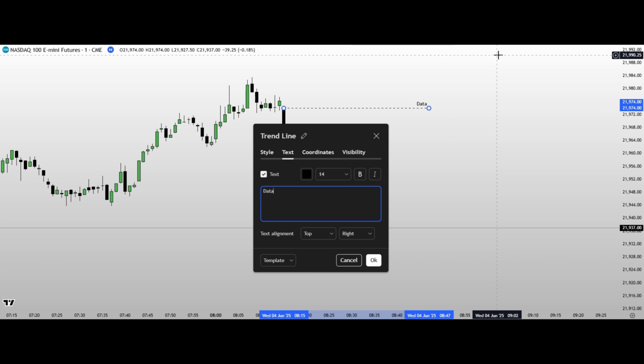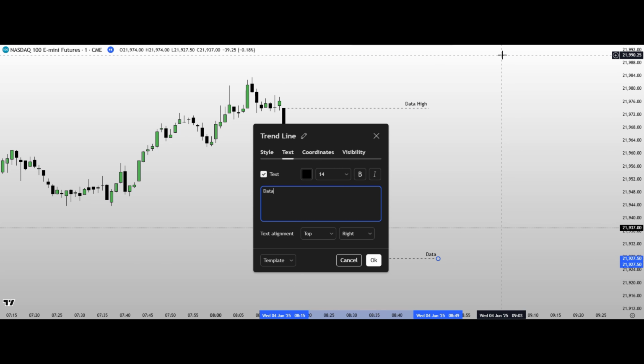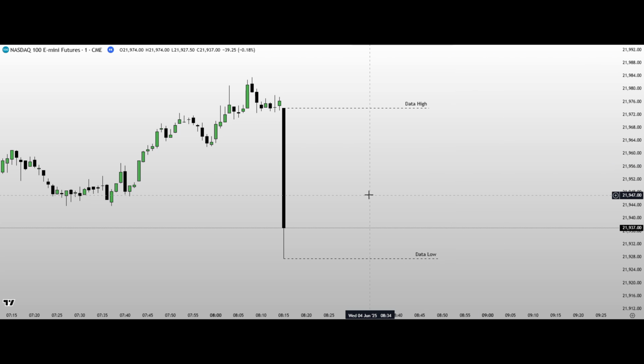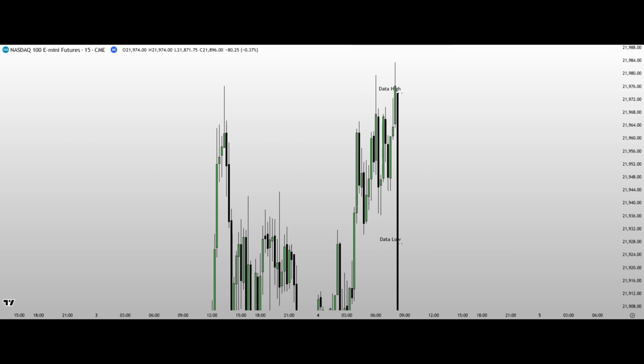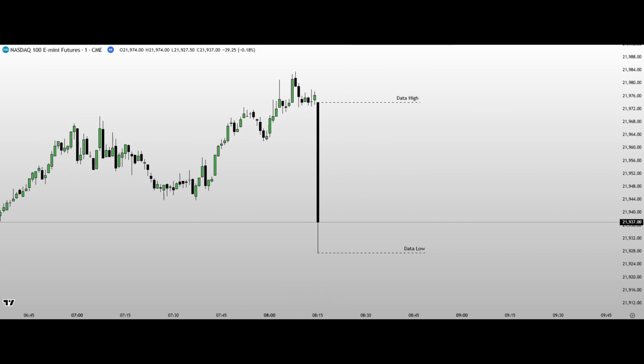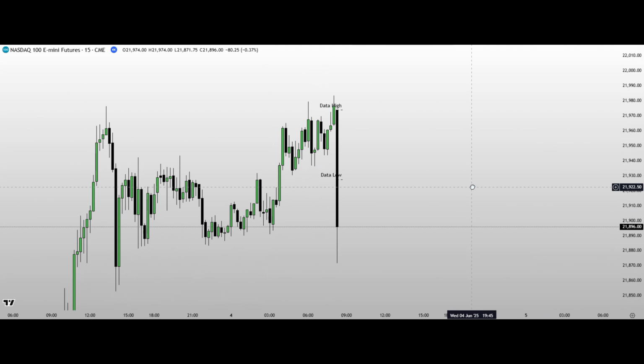And so you could form the data high right here, and then the data low right here. So we have our data high and data low marked out. We have the clear objectives there. And I want to see what price does here. Do we come and take out one end? We've taken out the data low. And as you can see, we do go beyond it now. So again, we're going beyond that data low.